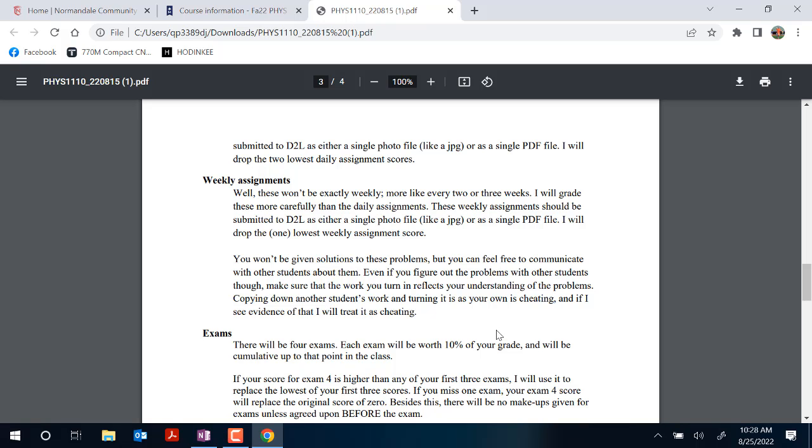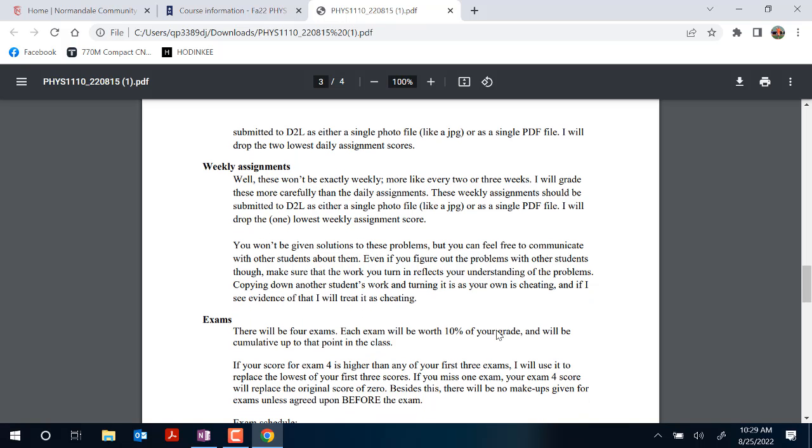So for the weekly assignments, you're not going to be given solutions by me, but you can feel free to work with each other on these. So exchange emails or whatever, and feel free to work together. But the thing you can't do is just copy someone else's work and turn that in. So you can work together to understand the problems, but then you need to go off on your own and write out the solutions to the problems you turn into me. That's the way that you're supposed to work together to gain an understanding, you know?